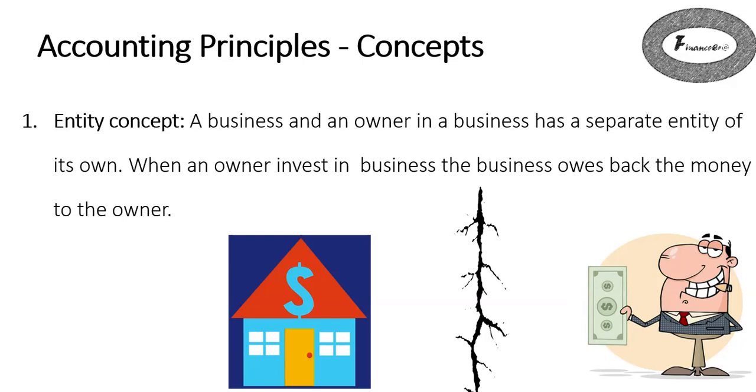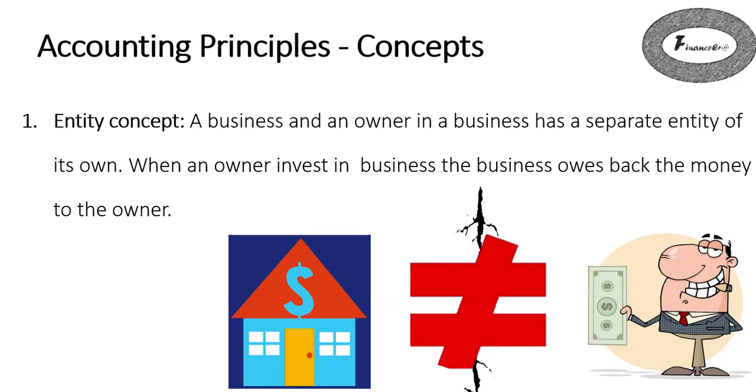The business house is separate, which is business house A, and Mr. X is separate, who is the business owner who has invested his money into the business. So they are not equal and they are separate. So whenever Mr. X invests into the business house A, he owes back that money from the business house A back to his own pocket, and the money does not belong to the business house but the money belongs to the business owner. This is a very important concept in accounting and must be carefully kept in mind by all the accountants.